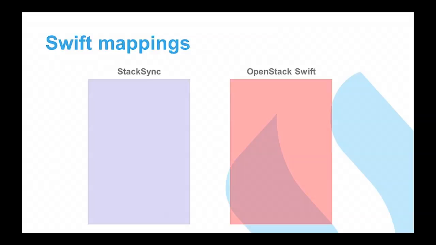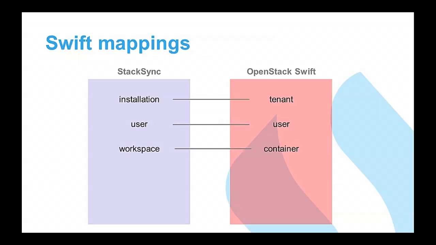So we have some important concepts of our architecture that reflect directly to OpenStack Swift. The first one is that every StackSync installation is reflected into a tenant, okay? So every user in a StackSync installation goes to one storage URL in Swift. Next one is a user, which a user in StackSync is a user in Swift. No problem with that. The third one is the workspace. A logical workspace is a physical container.